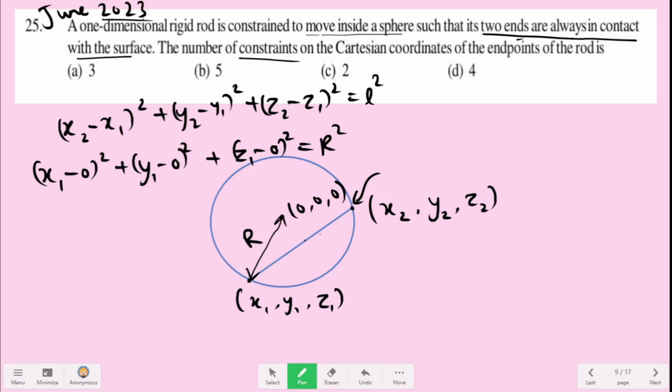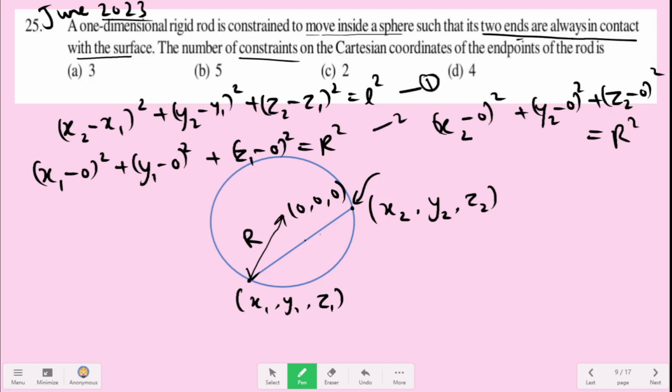Therefore, we have the third constraint, which is (x2 - 0)² + (y2 - 0)² + (z2 - 0)². This is also equal to r². So these are the three constraints in the case of a rigid rod which is connected to the surface. Two ends are always connected to the surface. 3 is the correct answer here.